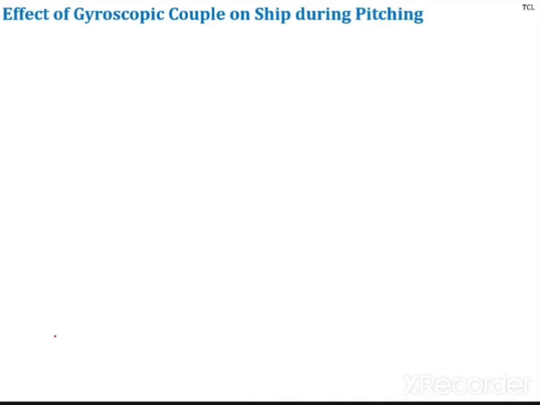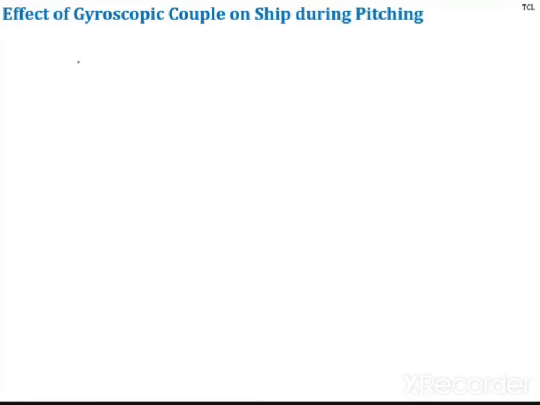So now we'll start with the next procedure. Now we'll see the effect of gyroscopic couple on a ship. I have explained what is pitching, what is rolling, what is steering, and the effect of gyroscopic couple on a ship during steering. The effect is to raise the bow and lower the stern, and vice versa. You are able to draw the vector diagram.